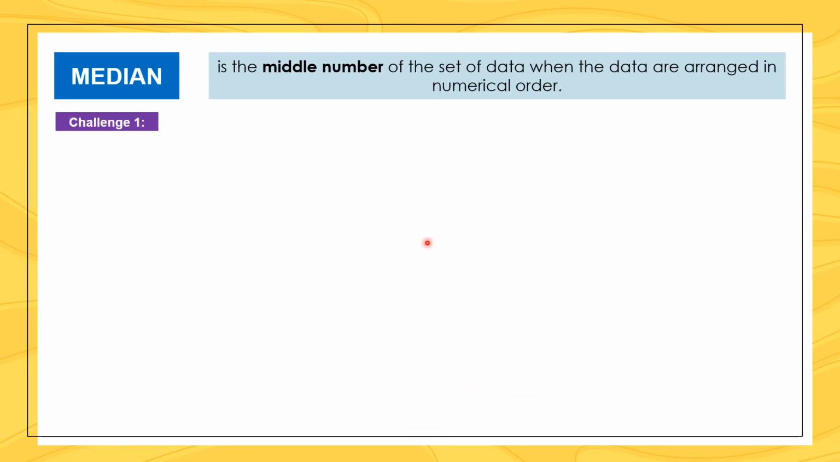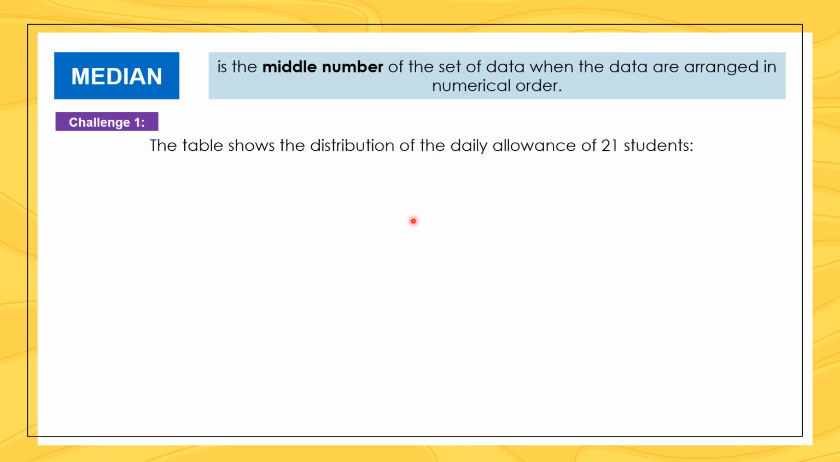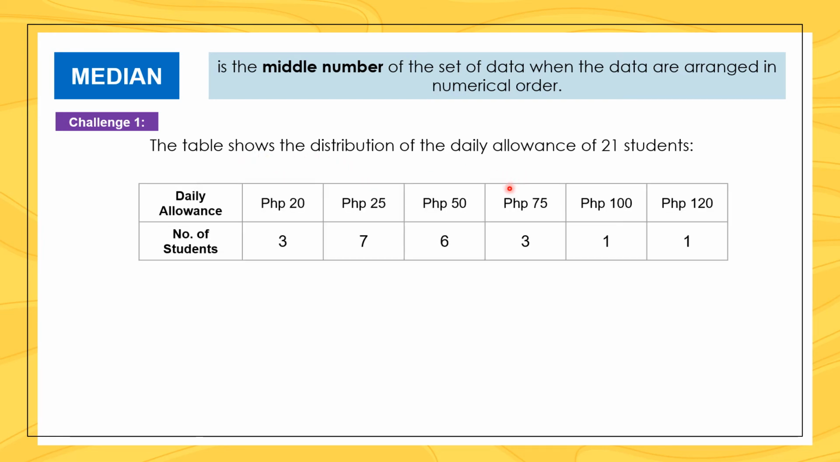Let's try to have a challenging question. For our first challenge, we have here the table. The table shows the distribution of the daily allowance of 21 students. A while ago, finding out the median of an ungrouped data is really easy. We just need to arrange the numbers and then find the middle position. But what do we do if the data is in a table?